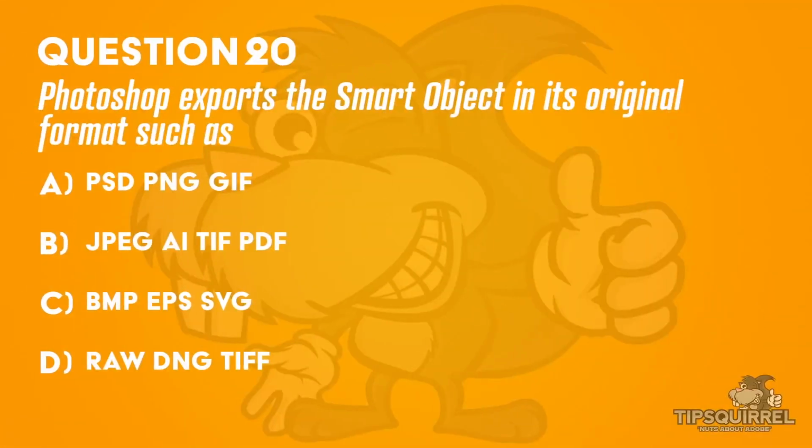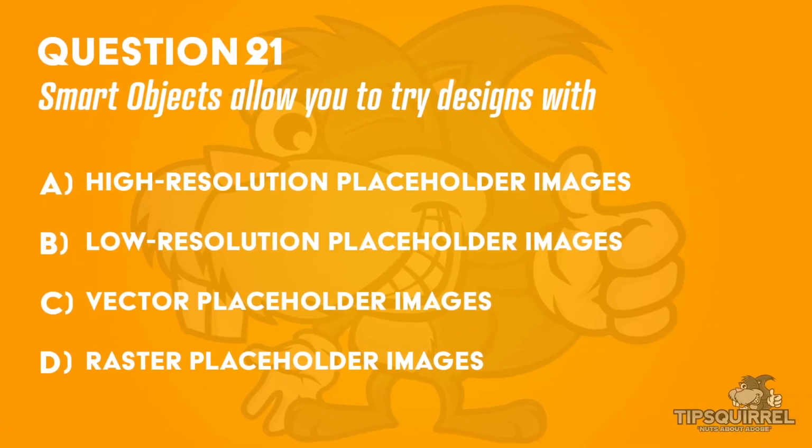Okay, question 21. Smart objects allow you to try designs with A, high resolution placeholder images, B, low resolution placeholder images, C, vector placeholder images, or D, raster placeholder images.